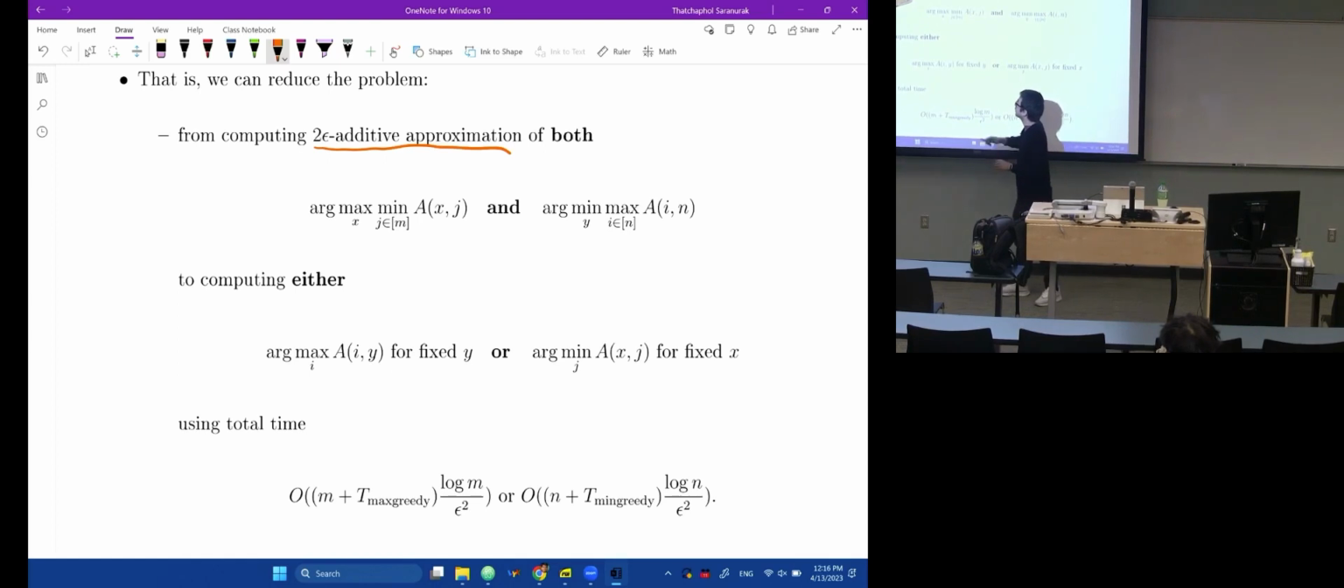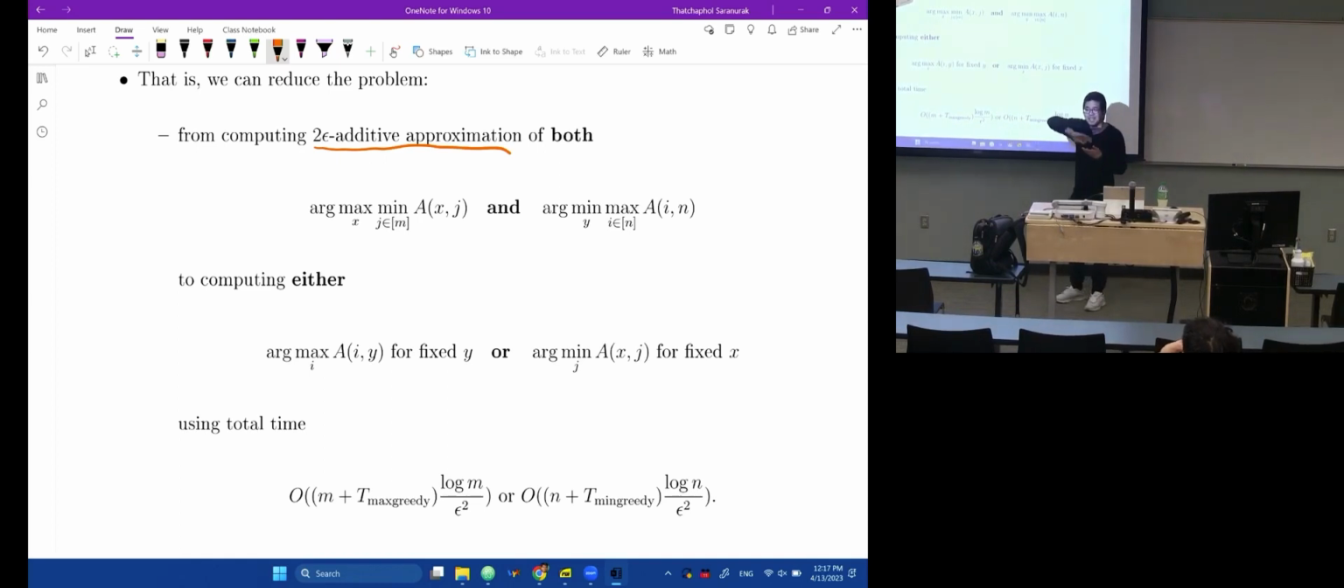So if you use the max greedy algorithm, in each round what you need to do is just choose the best response for the max player. That is, given some distribution that the min player fixed, just choose argmax, the best row i such that A_i is maximized.